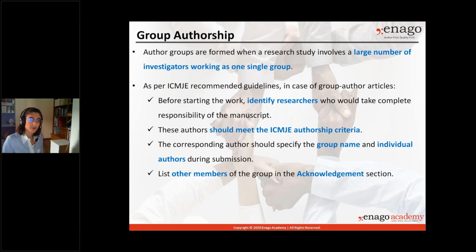The corresponding author should specify the group name and the individual authors during the submission process, and list any other members that contributed but not sufficiently to be authors. Ensure that they are acknowledged in the appropriate acknowledgement section.